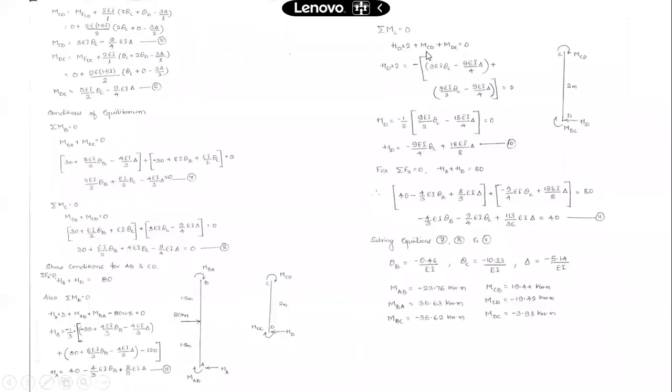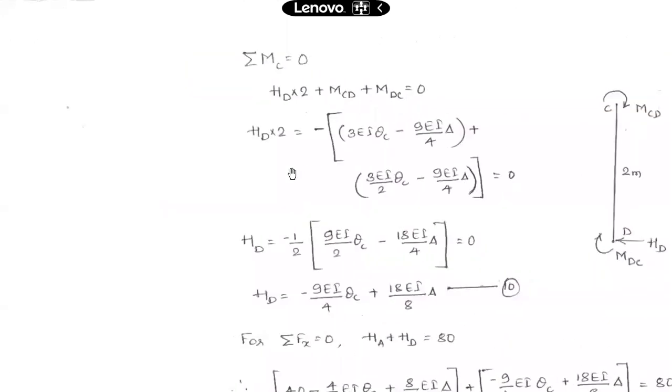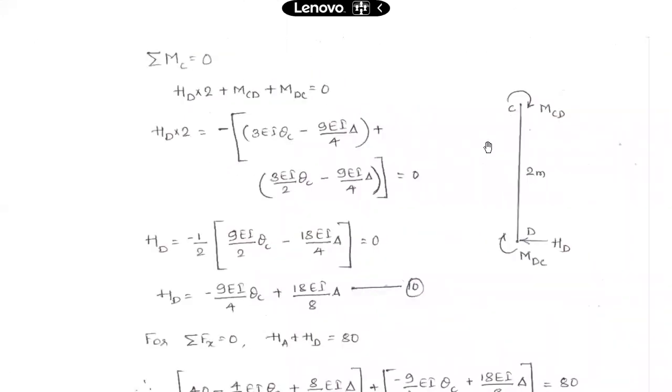So here we have that equation. Summation of moment about joint C is equal to 0. Only and only this column CD is considered here. Keep that in mind. Whatever the forces are on this column CD, the moment about joint C is taken. So HD into 2 meter, HD into 2. What is the direction? Clockwise. So plus HD into 2. MCD is clockwise, so plus MCD. MDC is also clockwise, plus MDC. That should come out to 0.